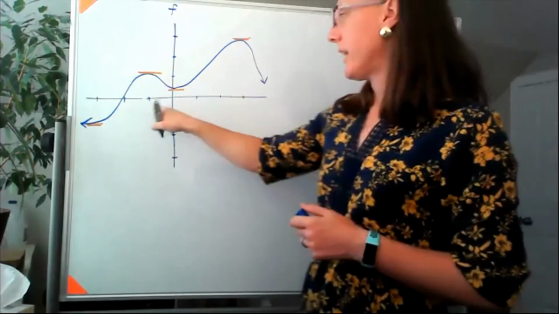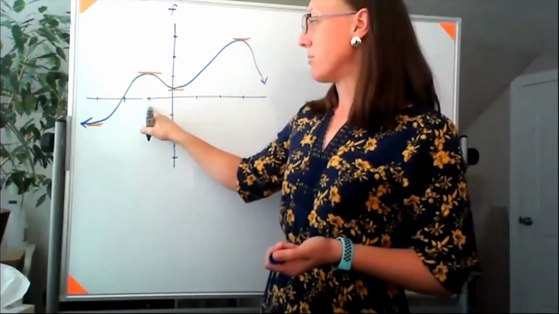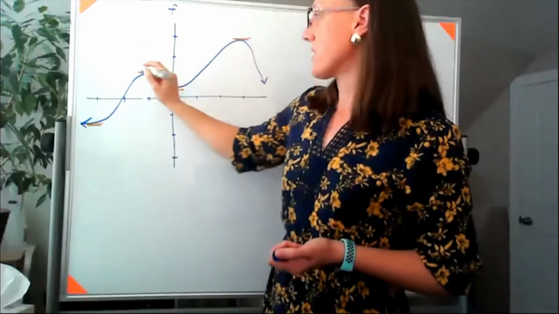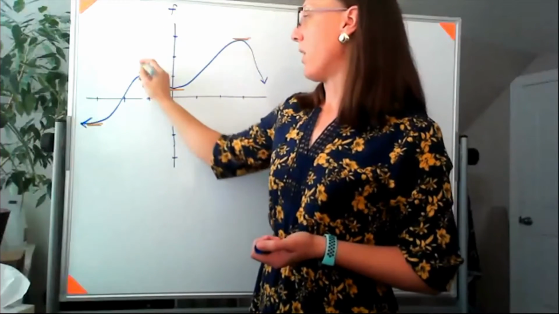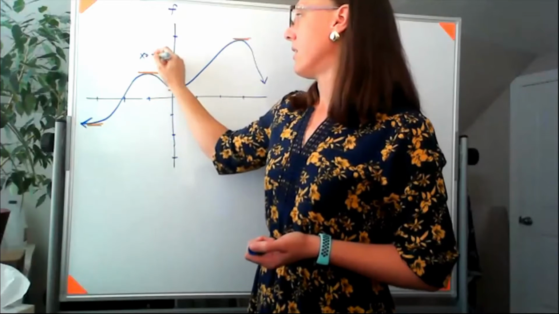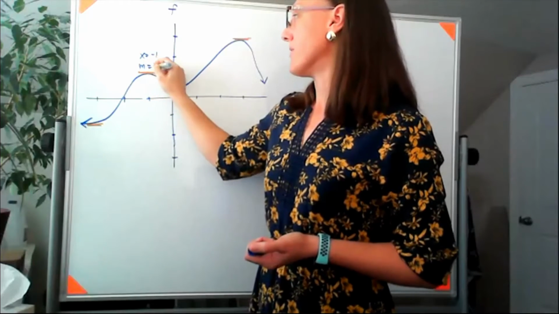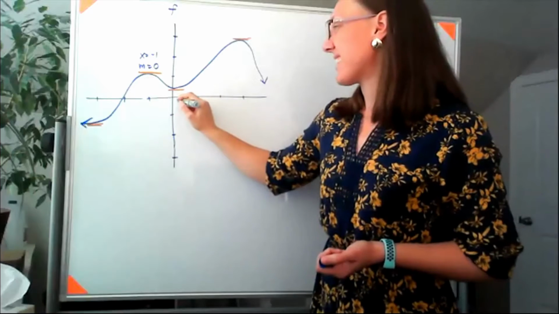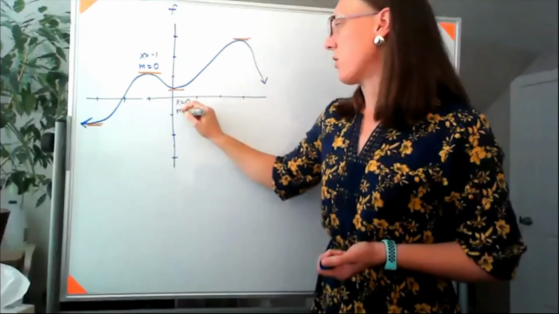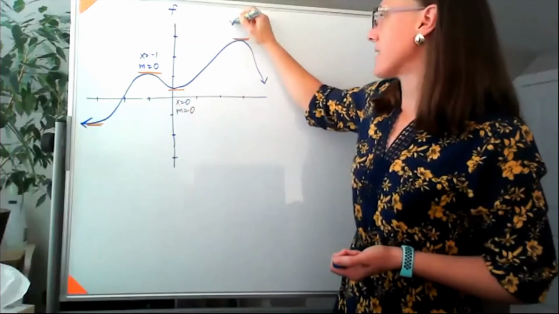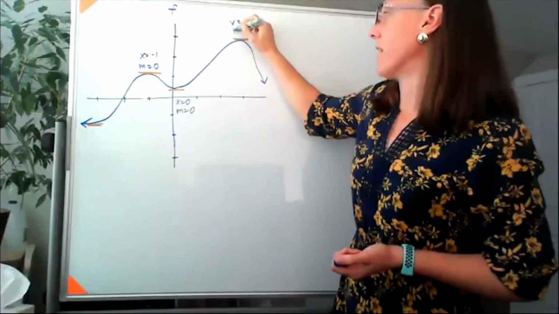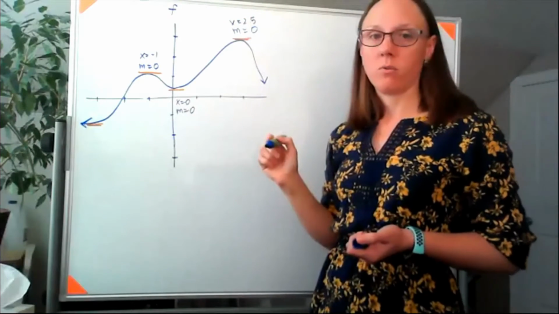So here, and I'm just going to write that out. So this is an x of negative 1 and a slope of 0. And this is an x of 0 and a slope of 0. And this is an x of 2.5 and a slope of 0.